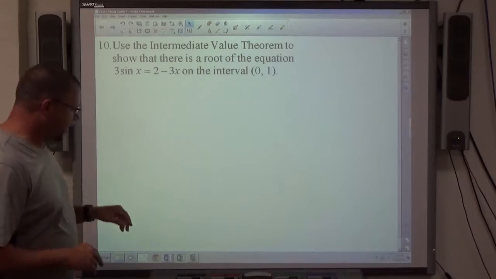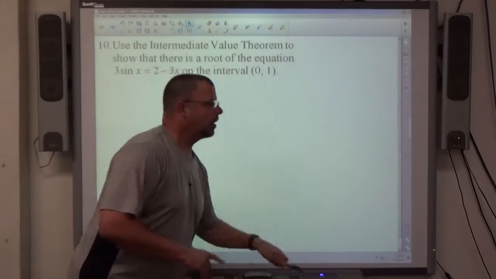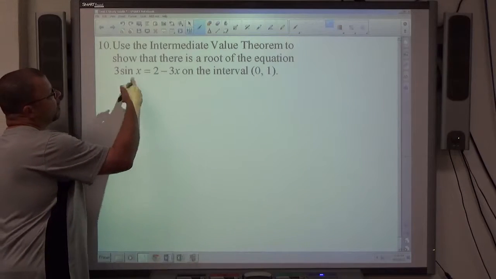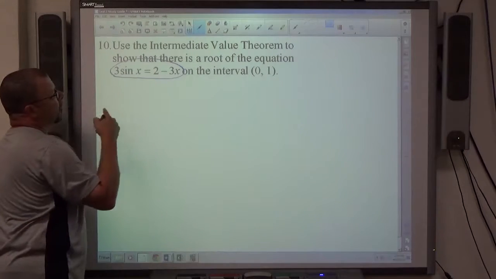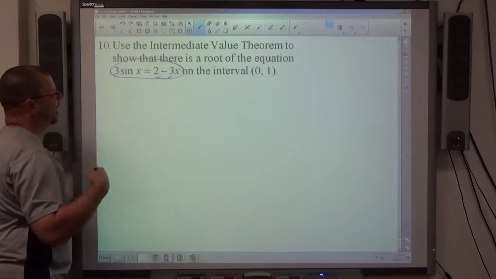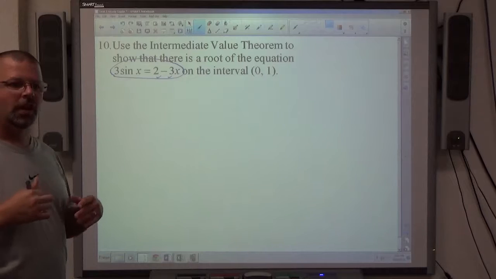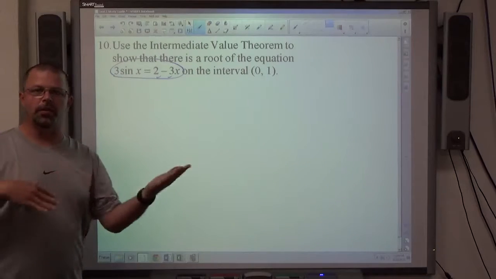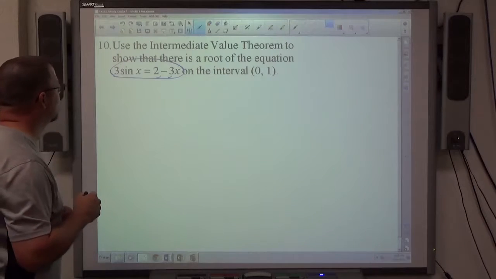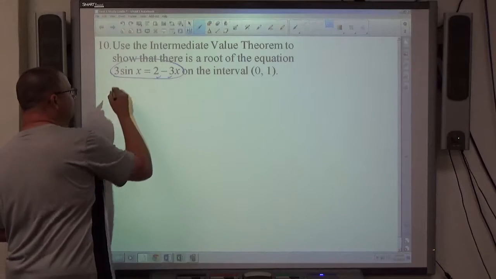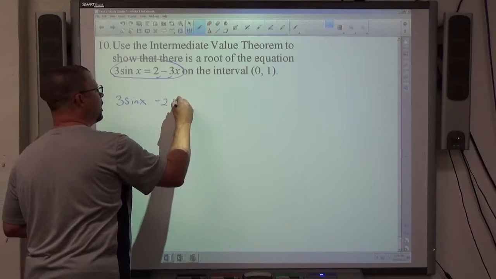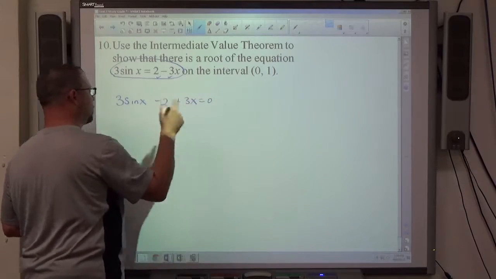Number 10, same idea. This one does have a trig function in it, so it kind of hits that other technique, that other thing I was talking about. So first off, it doesn't say equals 0, so the first thing I would do is I'd move everything to one side. I'd probably move the 2 and the -3x over to the left. It doesn't matter which one you go with. The only difference is if you move it one way than the other, you might have negatives where other people have positives, but the sign change should still occur. So if I do 3 sine of x minus 2 plus 3x equals 0. So start off with that.